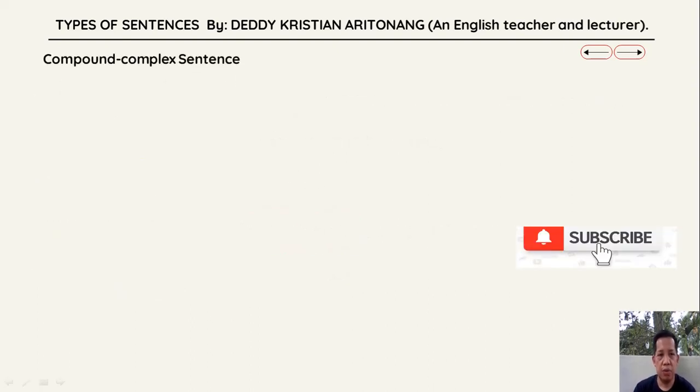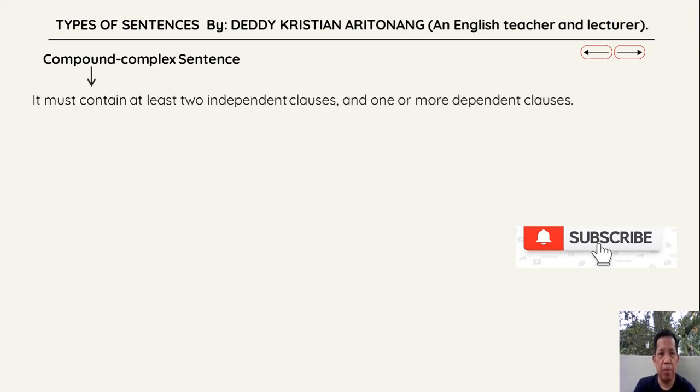Now let's move to the last type of sentence. It's called a compound complex sentence. A compound complex sentence must have at least two independent clauses and one or more dependent clauses. So again, you must have two independent clauses in your hand and at least one dependent clause to form a compound complex sentence.